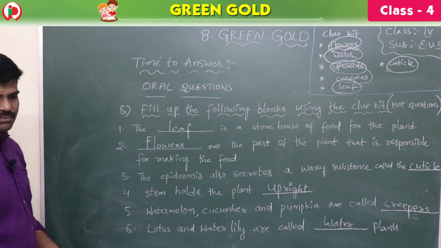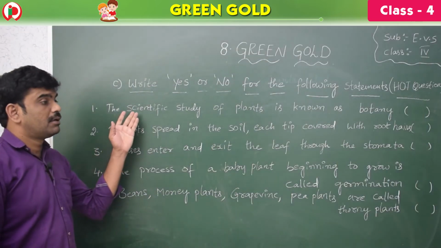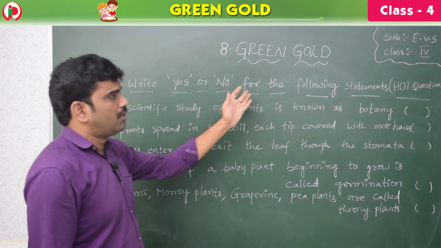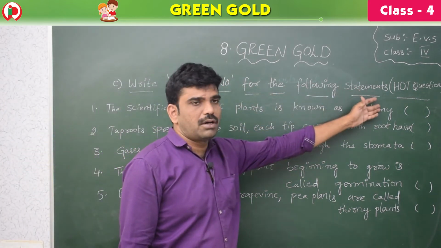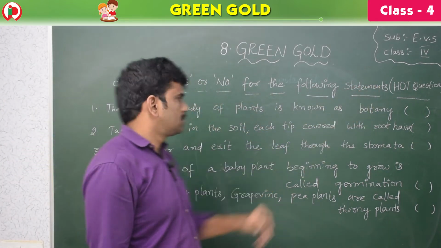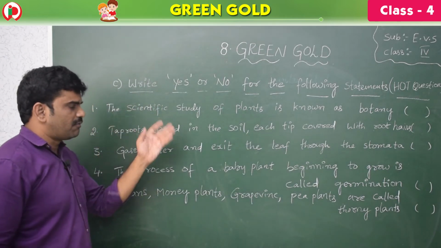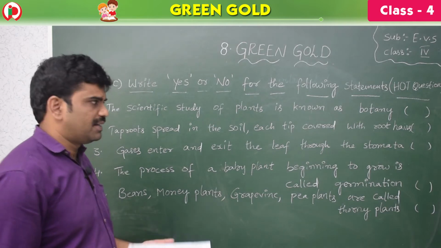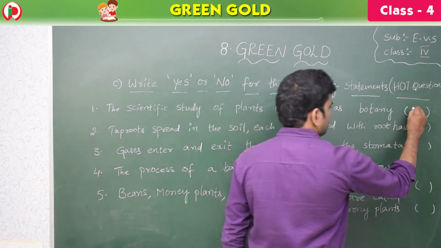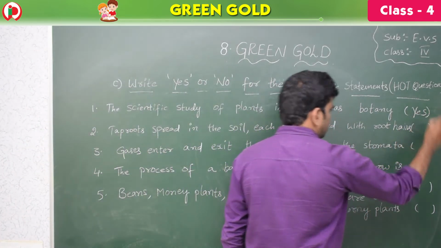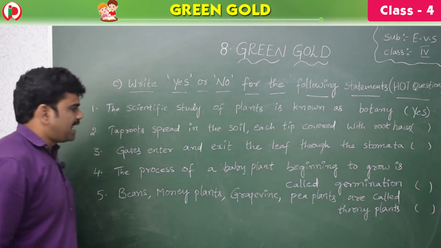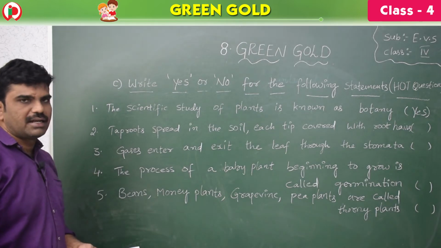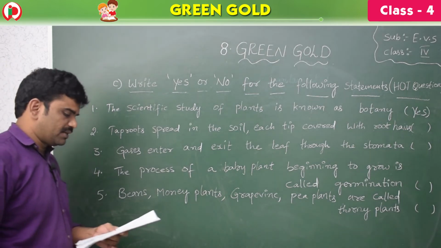Okay, children, now see, write yes or no for the following statements. This is also higher order thinking questions. The scientific study of plants is known as botany. Yes or no? Yes. So I am writing yes here. Tap roots spread in the soil, each tip is covered with root hairs. Yes or no? No, children.